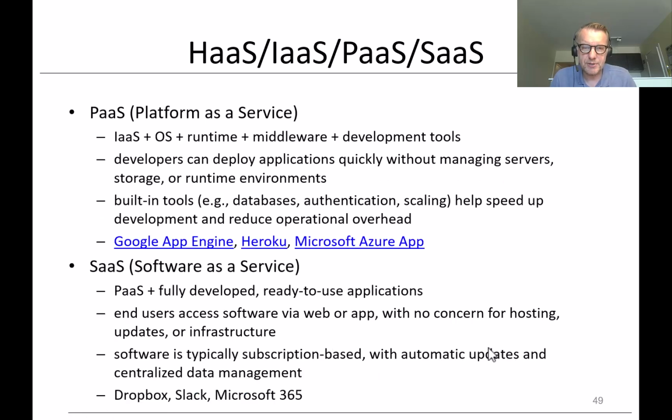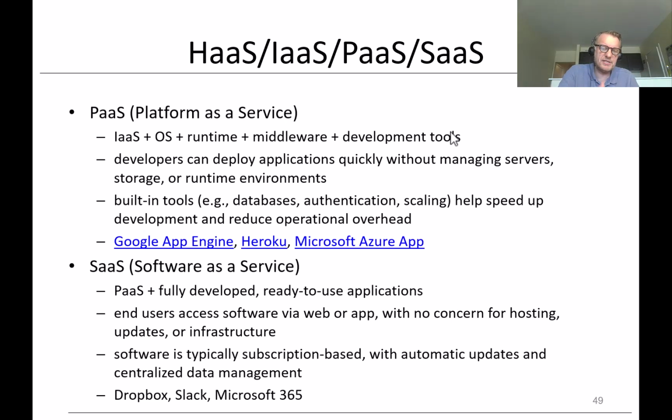PaaS is platform as a service. That offers IaaS, right? So IaaS plus the operating system plus the runtime plus middleware plus development tools. So this is going to offer you tools like Python, R, Java, any type of programming tools. So it's going to offer a set of tools that allow you to develop very advanced applications. This is typical for application developers that can develop applications quickly without having to manage servers, storage, or runtime environments.